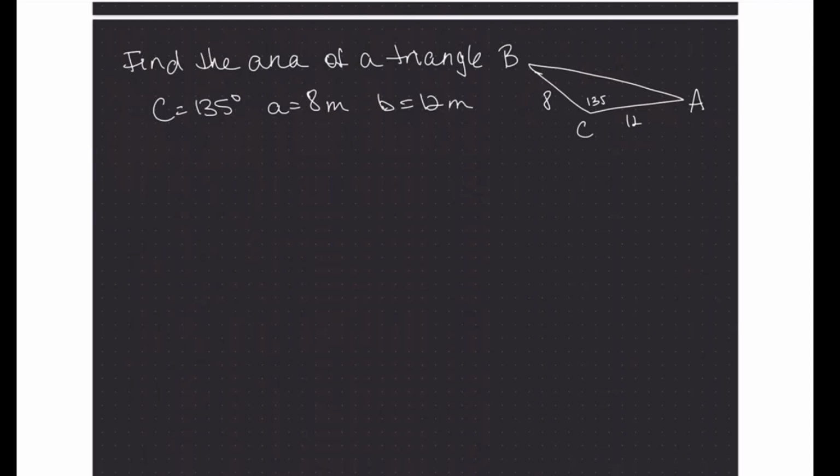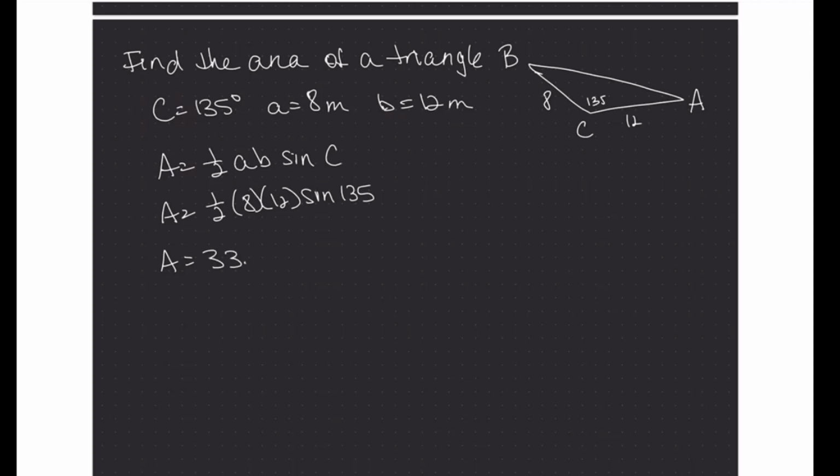Or we could have looked at this and said, they gave us the degree, and then they gave us those sides that make up that angle, because they're not the same letter. So we have the area equals 1/2 AB sine of C. Plug and chug. A equals 8, B equals 12, times the sine of 135. Plug that into your calculator. If I did it right in my head, we get 33.9 meters squared.